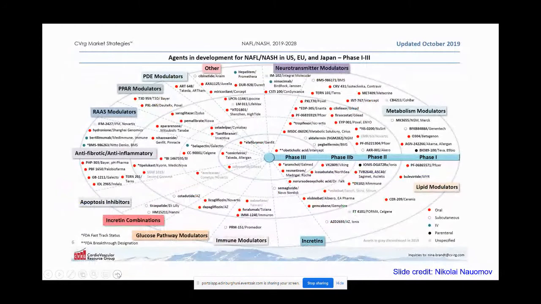This slide, which is nearly 2 years old now, and therefore would probably be even busier today, helps to visualize the vast array of drugs targeting distinct mechanisms shown around the circle here and moving through different stages of clinical development from out to in. And you'll notice that there are very few drugs in the bullseye, which is phase three, and also that metabolic focus therapies form by far the largest group.